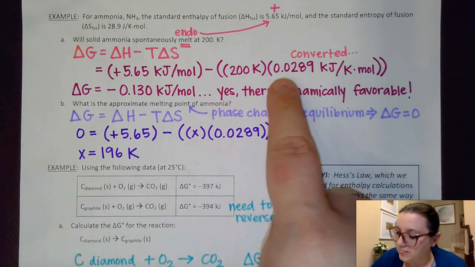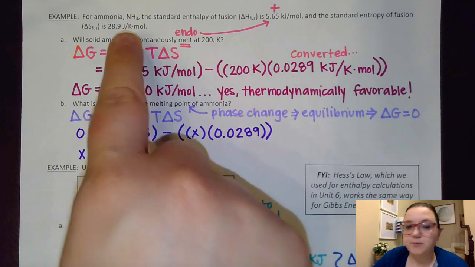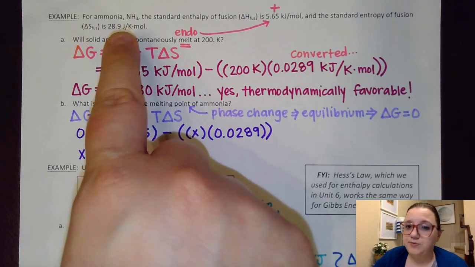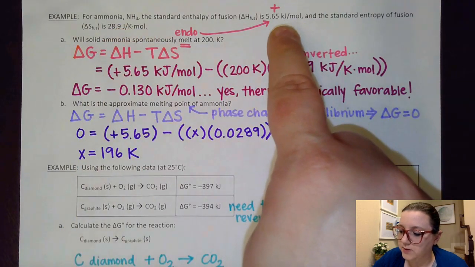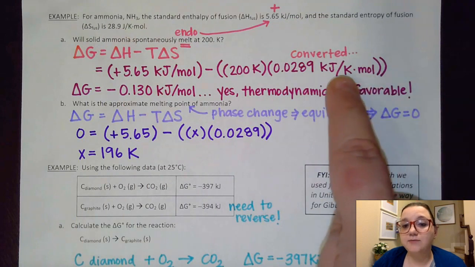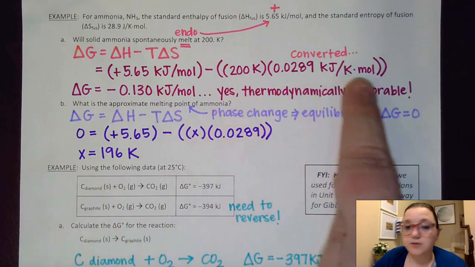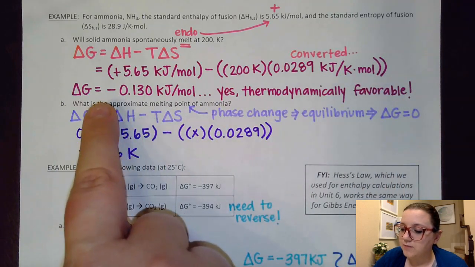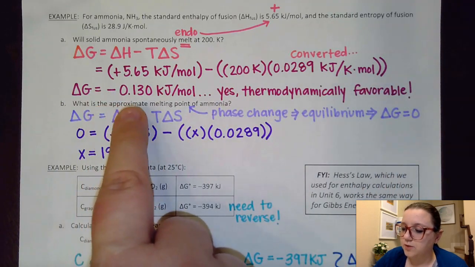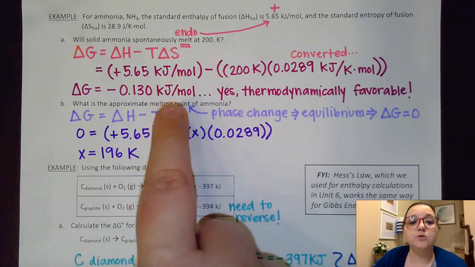Now, the last piece here is my delta S, but I have to be very careful on the units of that delta S. This was in joules, but that doesn't match up with my enthalpy of fusion here, so I did have to convert this into kilojoules. And so I went ahead then and just plugged everything into my calculator, and that got me a value of a negative 0.130 kilojoules per mole.